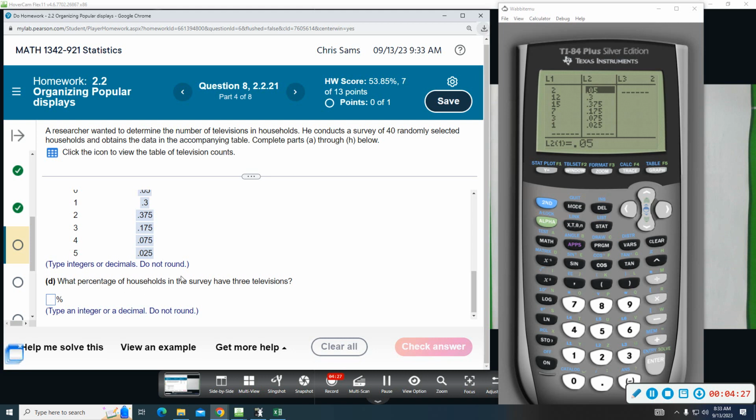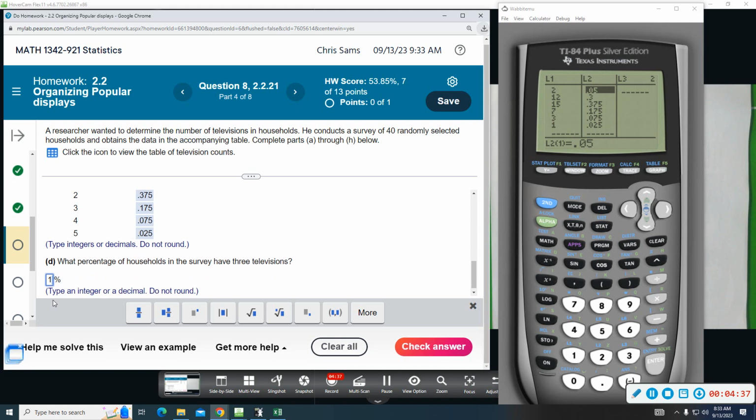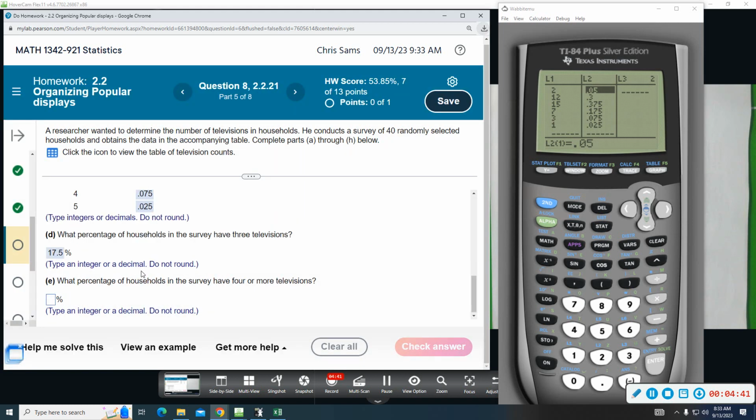All right, what percentage of households in the survey have 3 televisions? So 3 was 0.175. You move the decimal 2 times to the right, so we're going to get 17.5. All right. E, what percentage of households in the survey have 4 or more televisions?